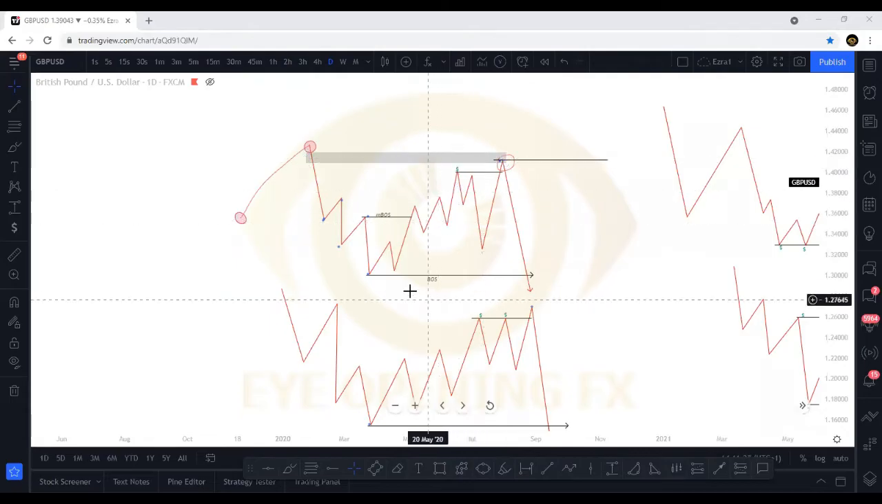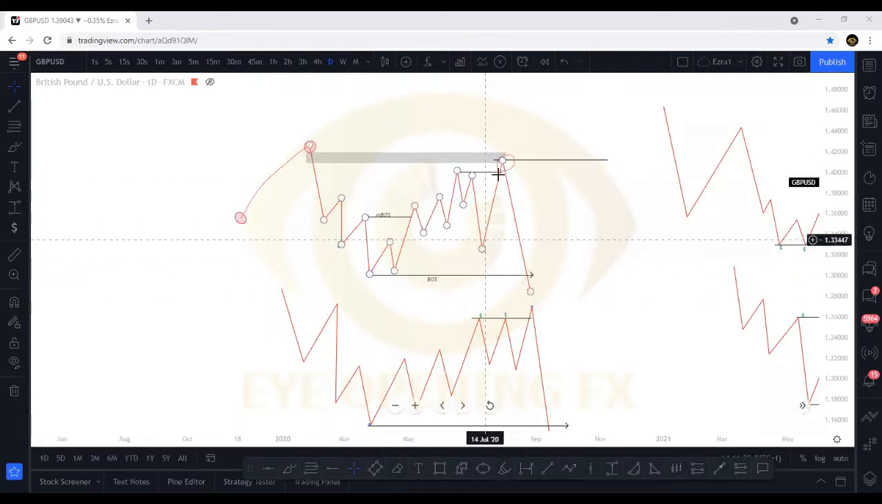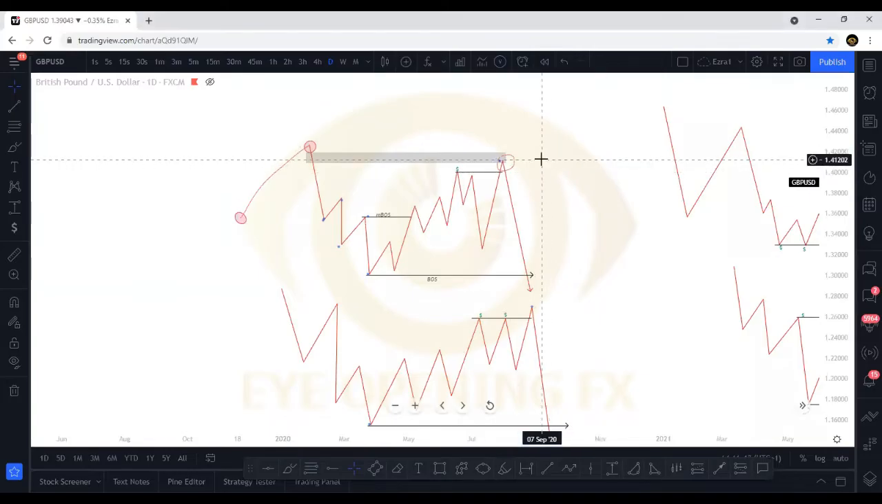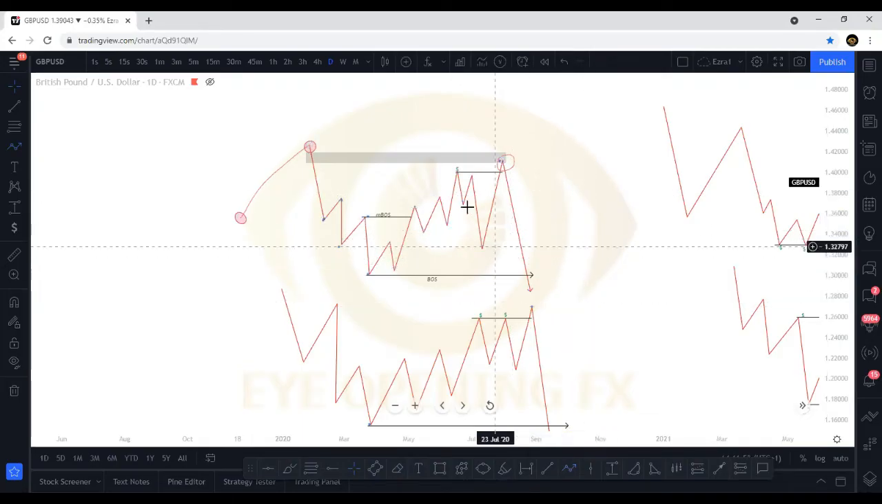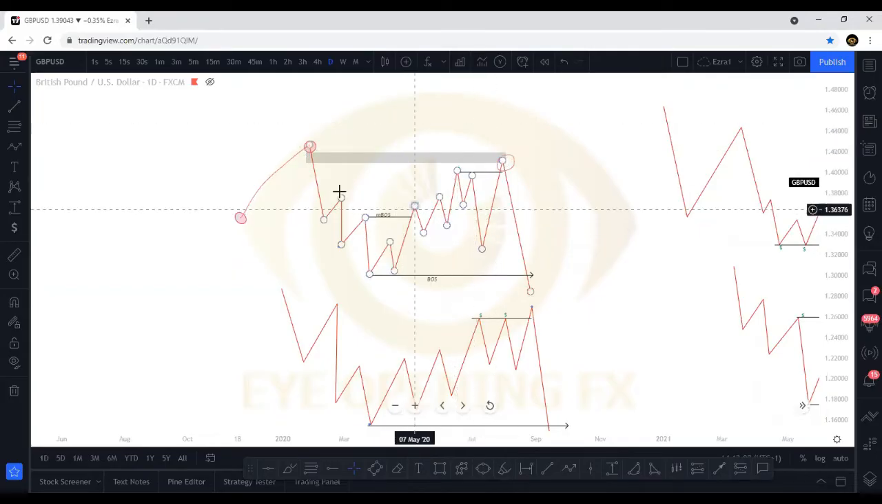Now, after the market gives us this, it is considered as a major external liquidity. So since this is a major liquidity, we don't expect the market to reach this major liquidity because we are on a downtrend. So the next thing we should expect is for the market to create a lower high again and create a lower low. So this is one.